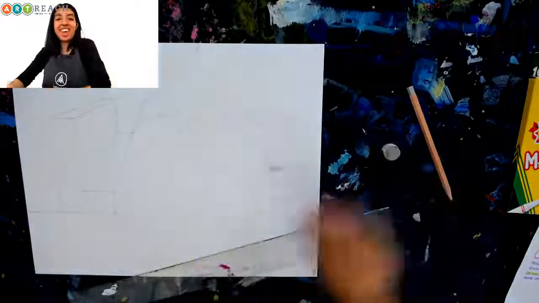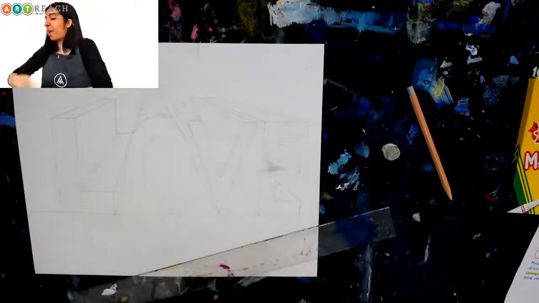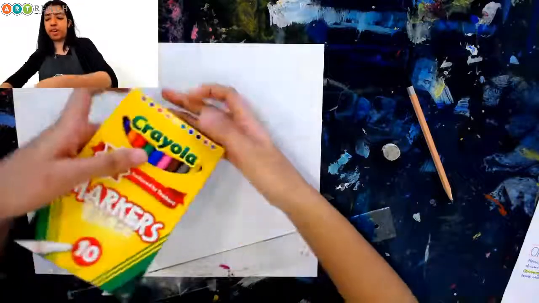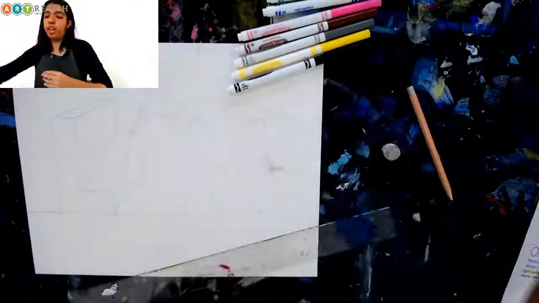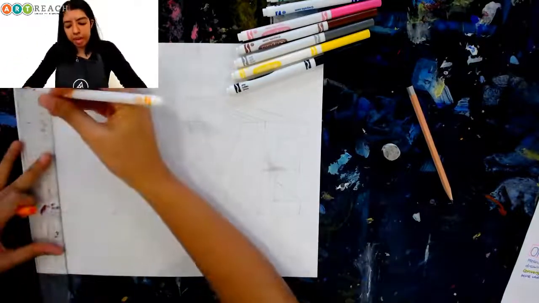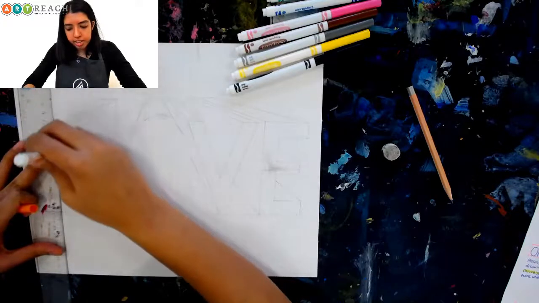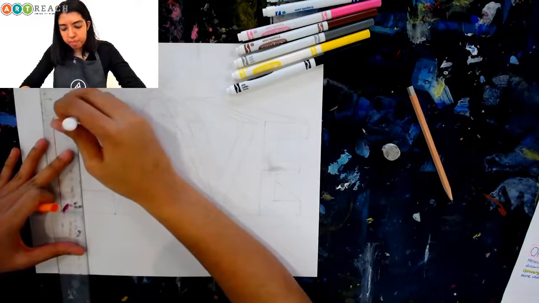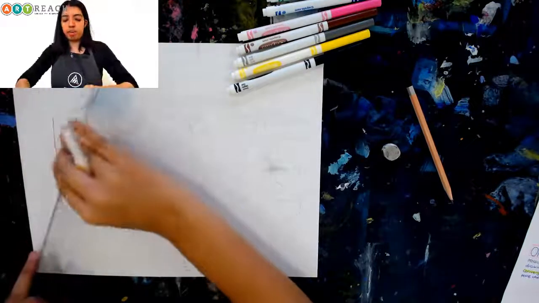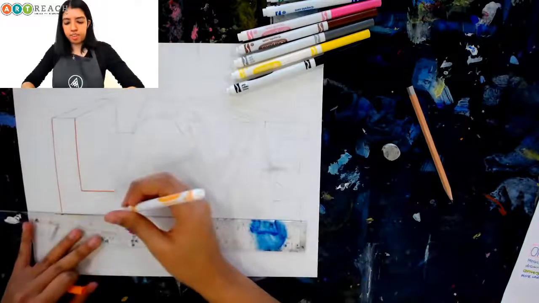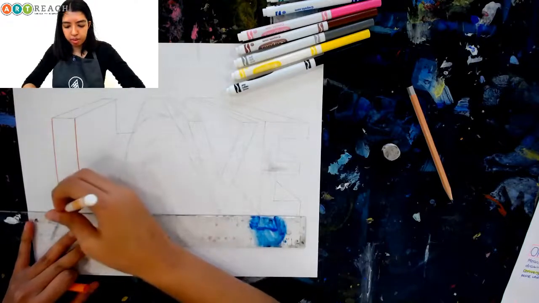Okay, so next what I'm going to do is start off by outlining these letters using a marker. So I'm going to get my markers out. And for the L, I'm going to use orange. So I'm going to start off by outlining my L. I like to use a ruler for this part, just to make sure that we don't lose the angle of any of those lines that we drew. So I'm going over all my pencil lines with my marker.